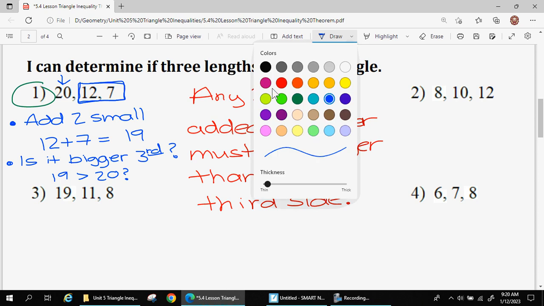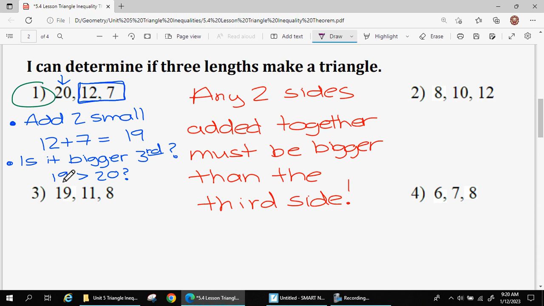So we would say, no, we can't make a triangle. And so I think everybody probably by now is saying, come on, Mr. Pickard, get to the point. 19, we know 19 is not bigger than 20. So my answer is no here. We cannot make a triangle. So I'm going to say no, no triangle. And that's it. That's sort of the quick way to decide, can these three sides make a triangle?